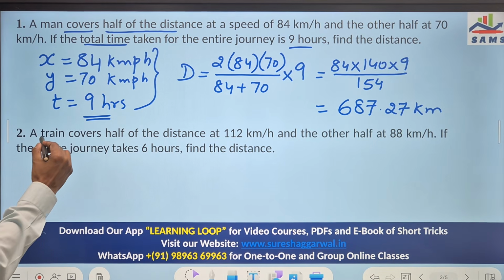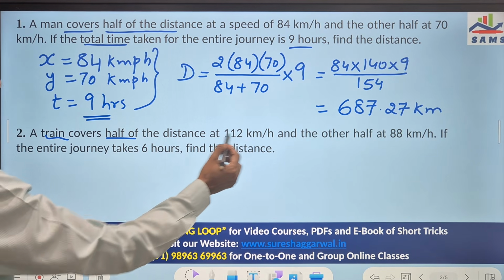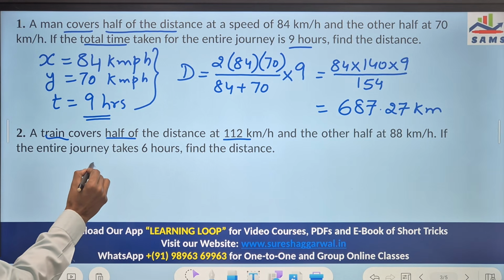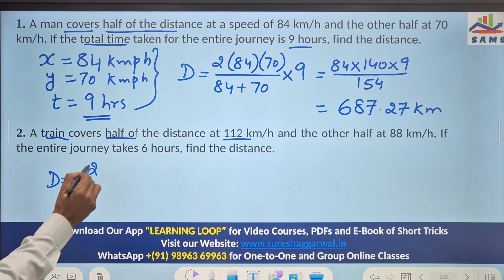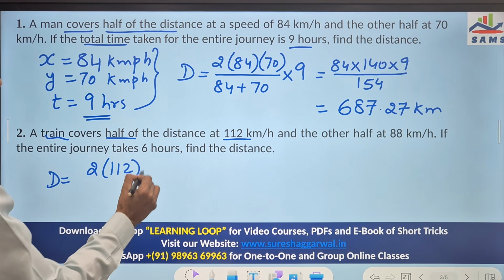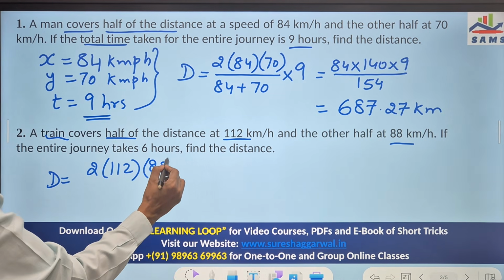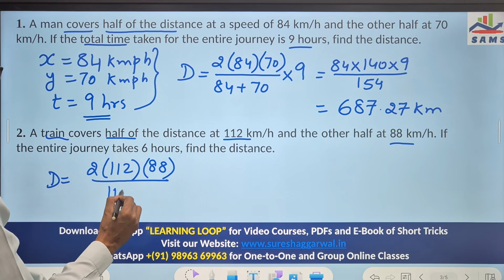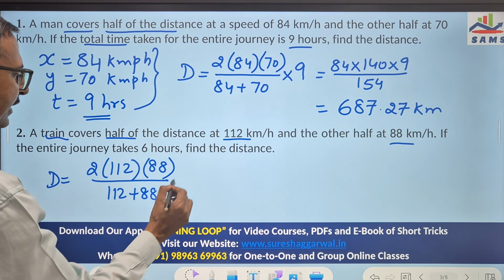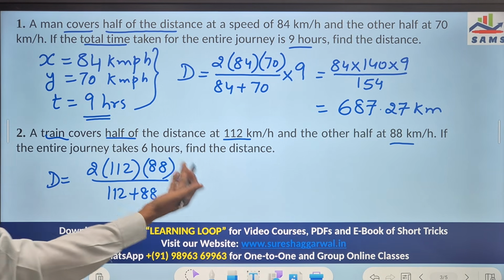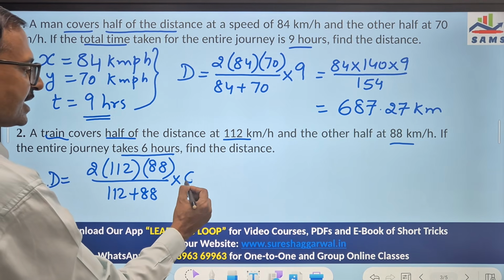Likewise, if you see here, there is a train which covers half of the distance at 112. So you will do distance is equal to twice of 112, and what is the other speed? 88 km per hour. So 88, and in the denominator 112 plus 88, and times what? The total time taken, which is 6 hours.